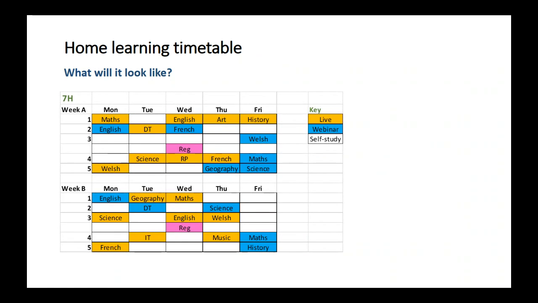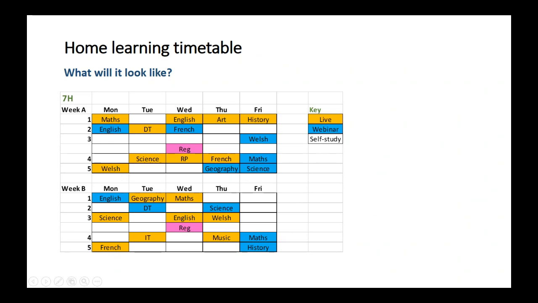So what does it look like? Well, imagine you're in Year 7, in 7H. This is how the distribution of live lessons, webinars, and self-study periods pan out. You'll also notice there's a registration period.